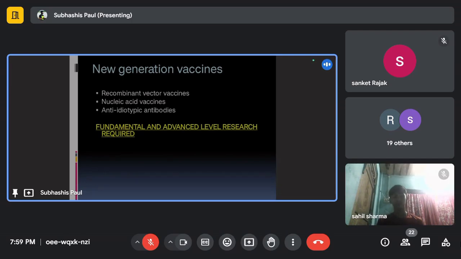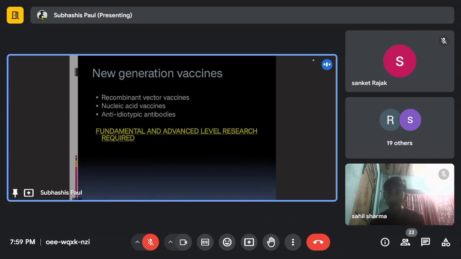The other advanced new generation vaccines include the recombinant vector vaccines, the nucleic acid vaccines, and the anti-idiotypic antibodies. Recombinant vector vaccines are concerned with recombinant DNA technology, where you take a DNA of interest which causes a disease and put it into a vector's body, and the vector containing the DNA is given to an organism, and that microorganism is injected into a person's body. These are the nucleic acid vaccines and the idiotypic vaccines. I don't think you need to go through all these things because the processes associated with them are very complicated. In most cases, they need fundamental and advanced research.